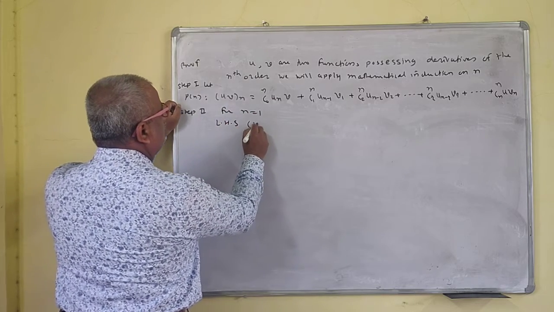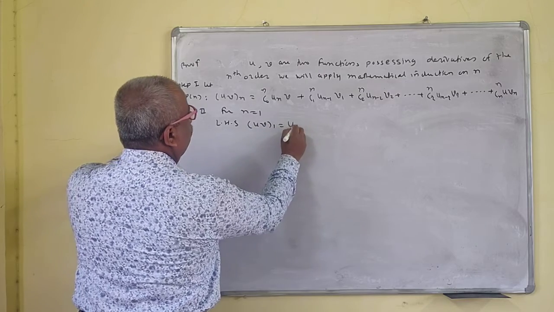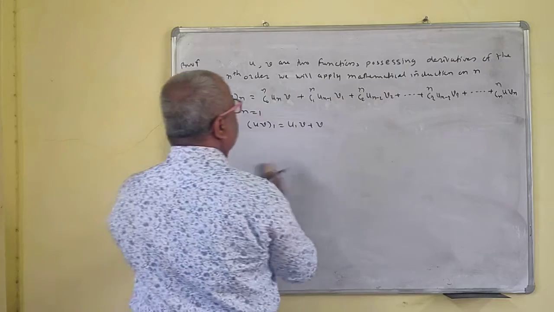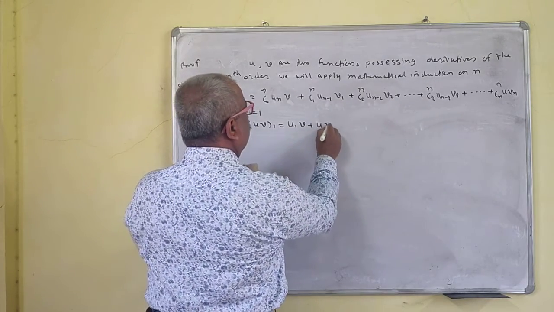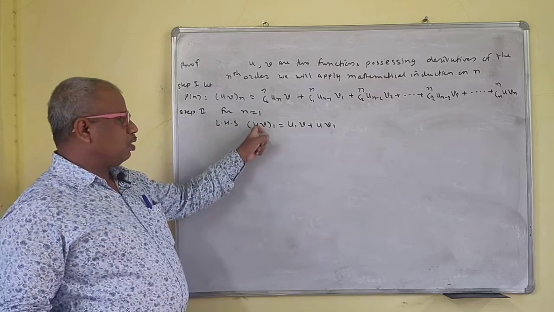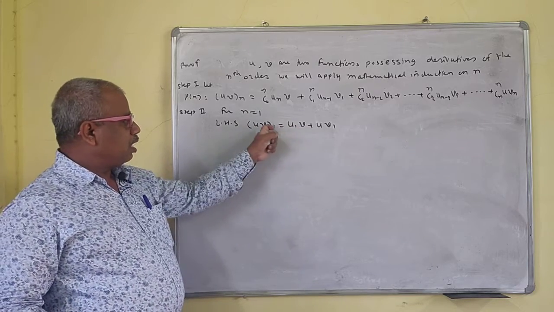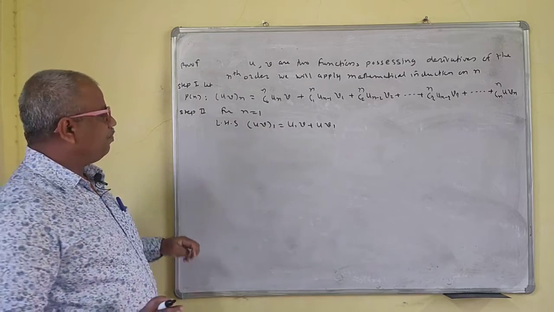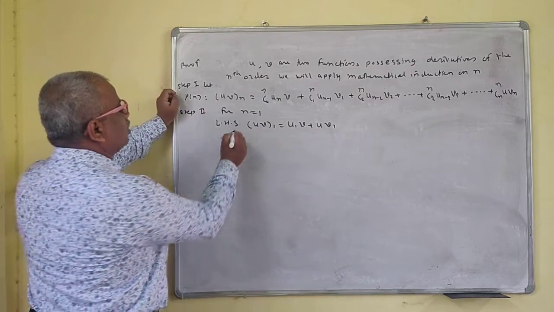LHS: (uv)1 is u1v plus uv1. We are just applying the usual product rule. The derivative of u is u1, v will be as it is, then the derivative of v is v1, and u will be as it is. This is the product rule as usual.